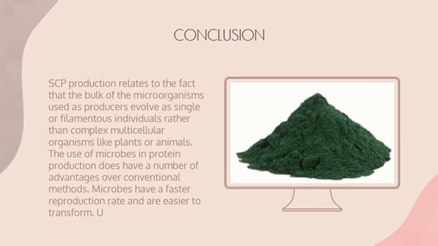In conclusion, single-cell production relates to the fact that the bulk of the microorganisms used as producers evolve as single-celled or filamentous individuals rather than complex multicellular organisms like plants or animals. The use of microbes in protein production does have a number of advantages over conventional methods. Microbes have a faster production rate and are easier to transform.